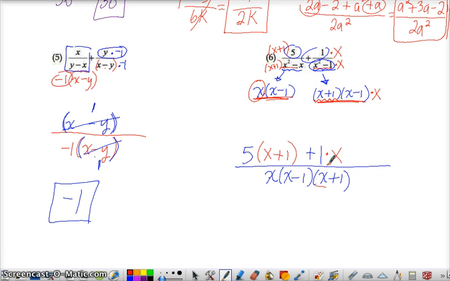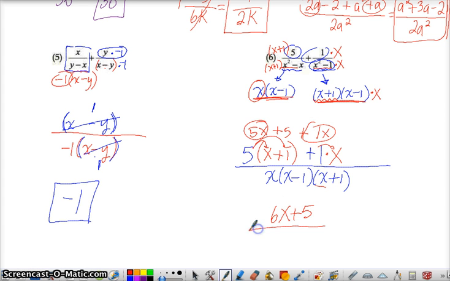Now I distribute and combine like terms. Right, so it would be 5x plus 5 plus 1x, or just plus x. So 5x and 1x is equal to 6x plus 5 divided by x times x minus 1 times x plus 1. Can I factor 6x plus 5? Remember that quantity, it's more than one term, you should parenthesize it. Does it have a GCF? Can we simplify it? No. Is it identical to one of these parentheses down here? No. So therefore, this is the final answer.